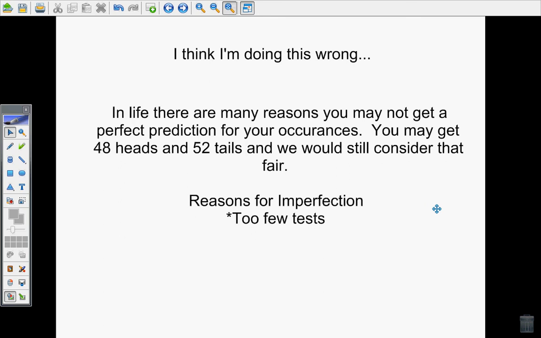Even if I were to flip it 5 times and get 3 heads and 2 tails, or heaven forbid, 4 heads and 1 tail, that doesn't necessarily mean that I'm more likely to get heads than tails. It just means that I have too few tests to actually figure out if I have an accurate result.